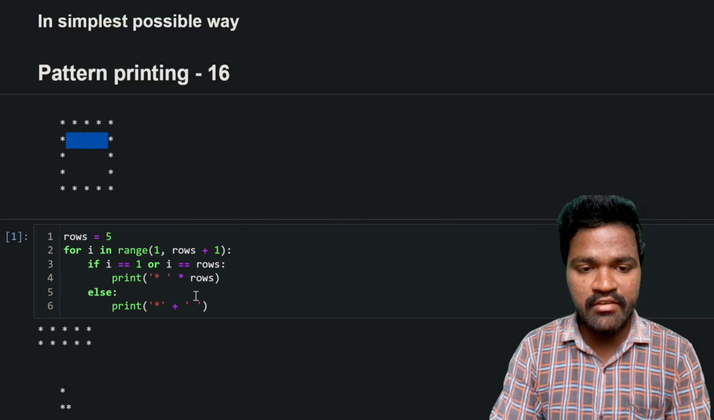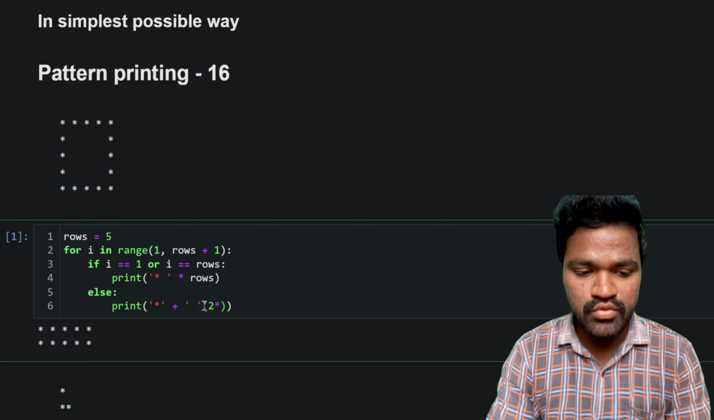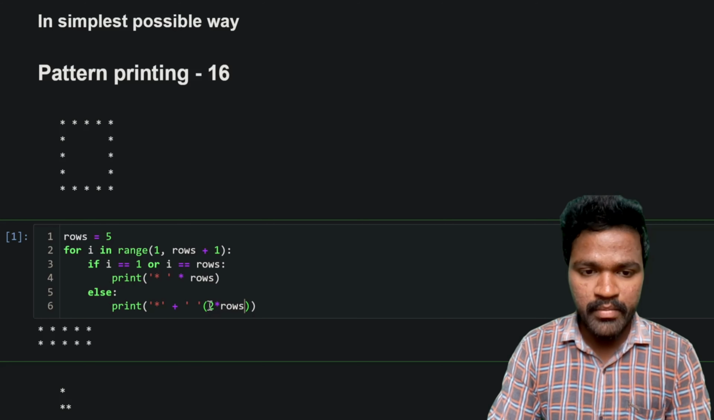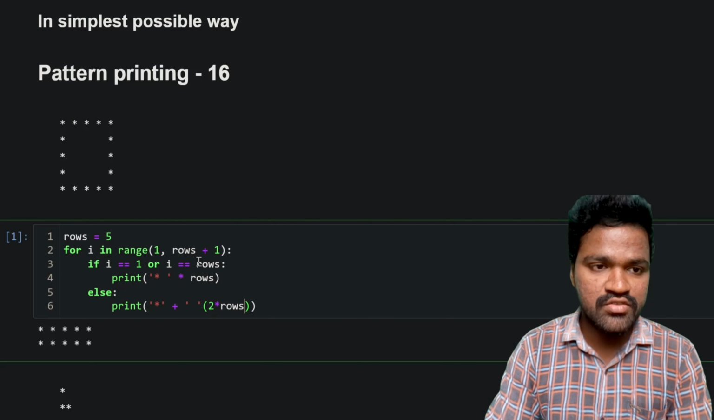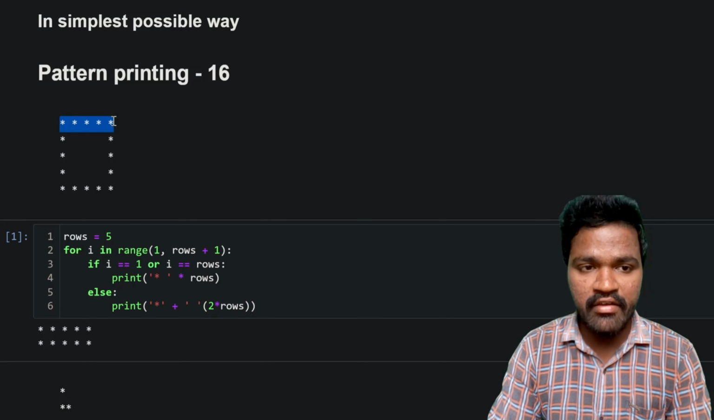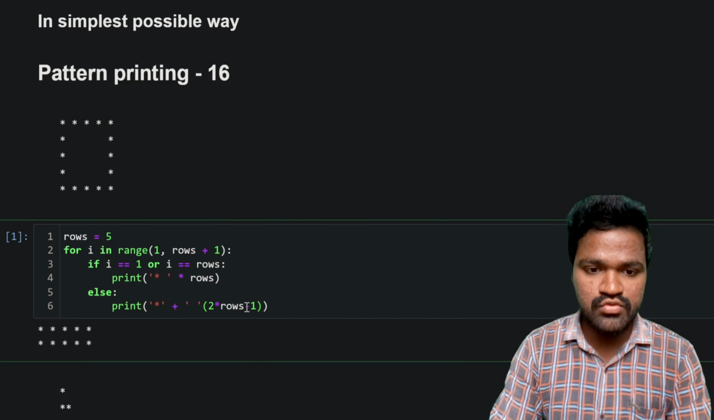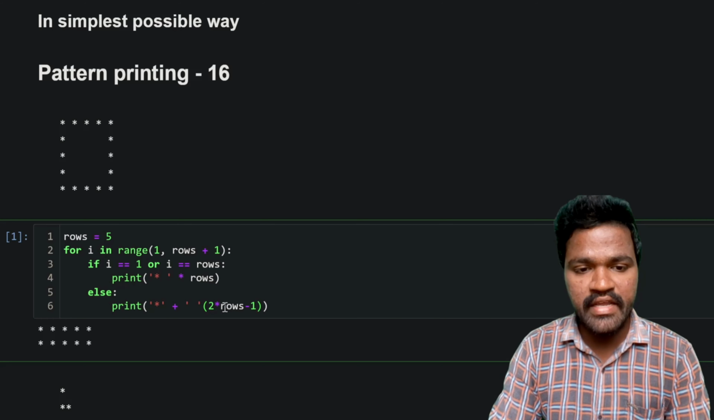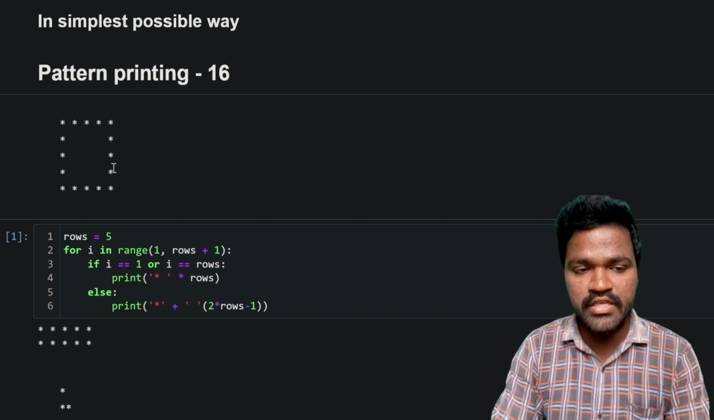So for that reason, I will be generating 2 into how many number of rows we have. By mentioning 2 into how many number of rows, we will be getting 10, right? So here we are not having 10, we are having 9. So for that reason, I am mentioning minus 1. By mentioning minus 1, 10 minus 1, which is 9, I am getting the total columns. So I wanted to exclude these particular stars, because we have 2 stars on each row, right?